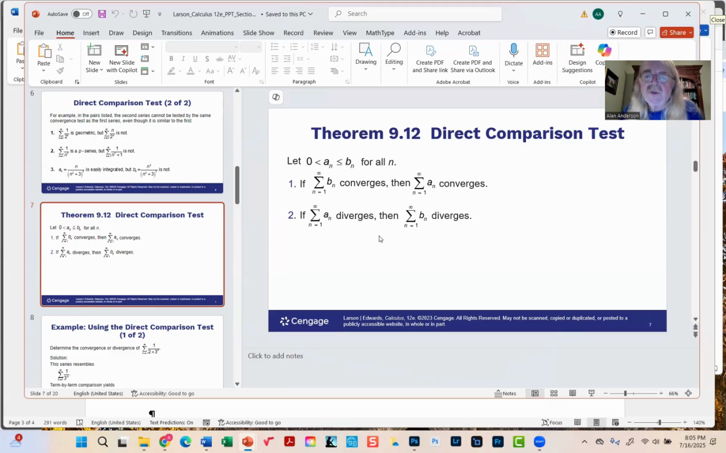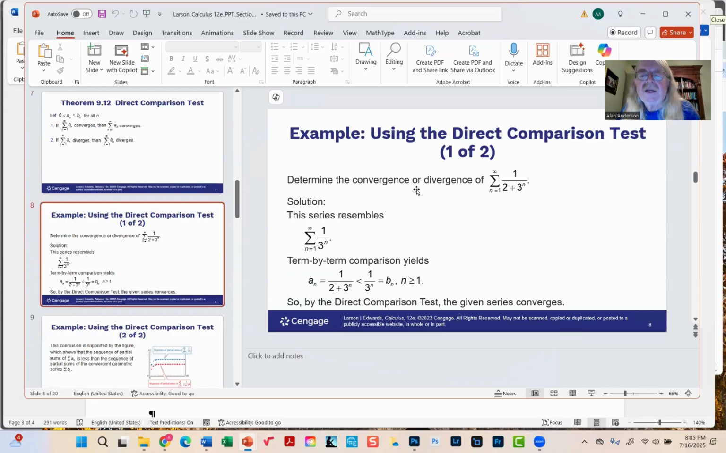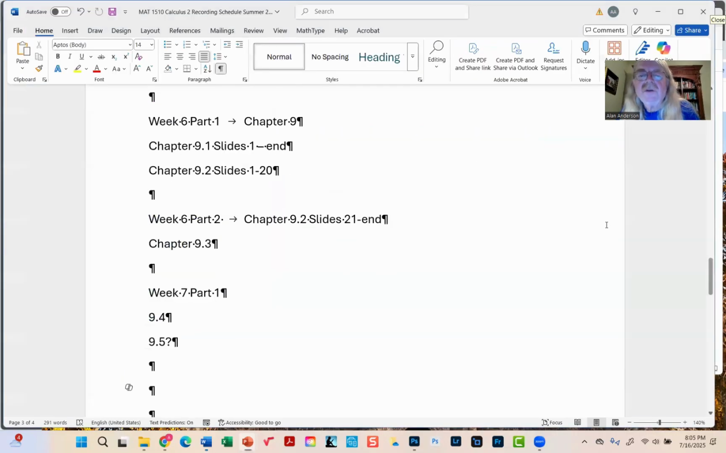But of course, that means we have to prove that all the b terms are greater than or equal to the a terms. Otherwise, this doesn't work. On the other hand, if the smaller, a, diverges, that guarantees that b diverges. So sometimes we may find ourselves needing to find another series that we can work with instead of directly working with the original series. For example, here we've got this case, which clearly does not fall into one of the categories we just looked at.